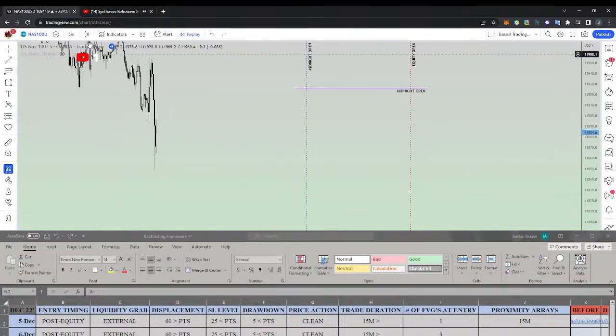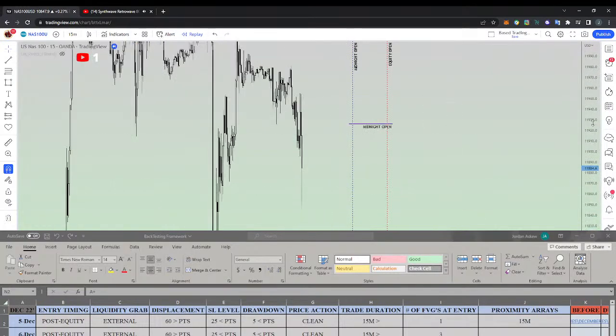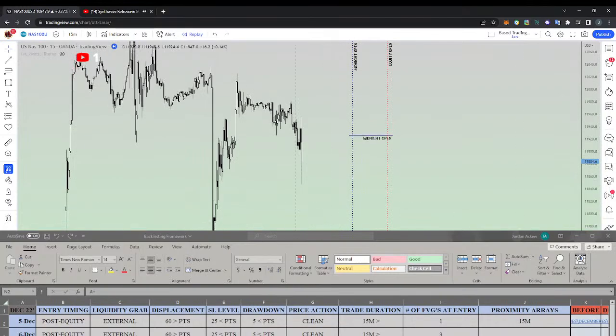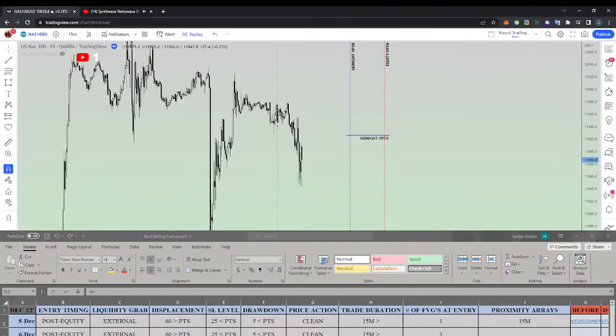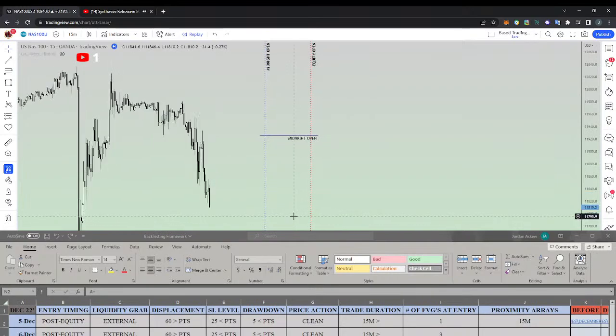All right, so now what we can do is go back up to our 15-minute chart and let price play out until we get to midnight open, and we'll mark out our midnight open price.